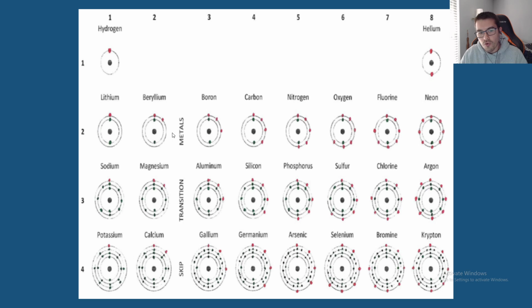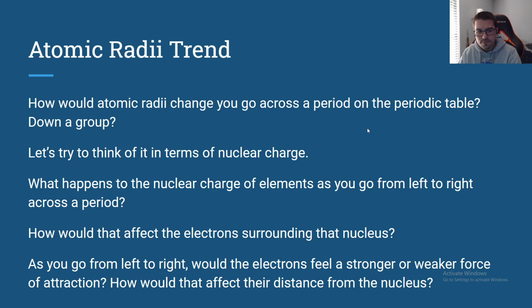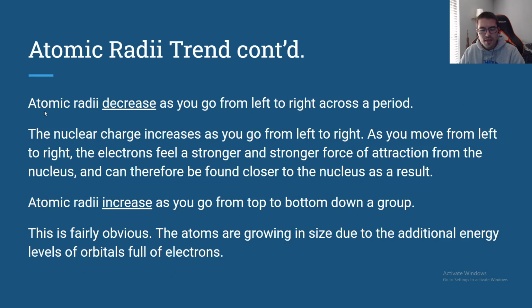So as you go across a row on the periodic table, the nuclear charge is increasing, but the energy level is staying the same. So the question is, what is the trend? Do the atoms get bigger or do they get smaller? Well, the answer is that atomic radii actually decrease as you go from left to right. Atoms get smaller as you go from left to right across a row.